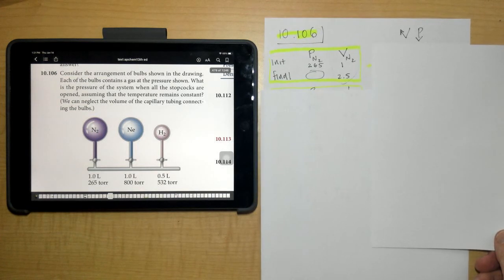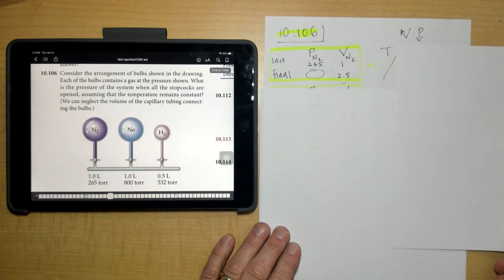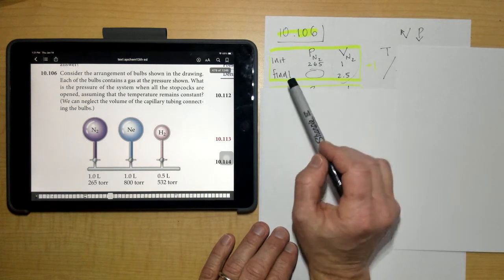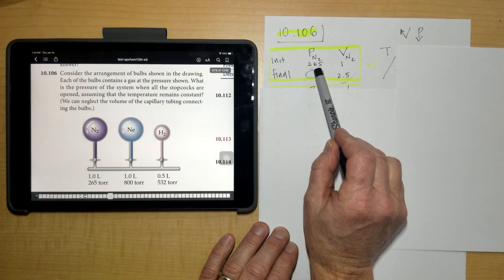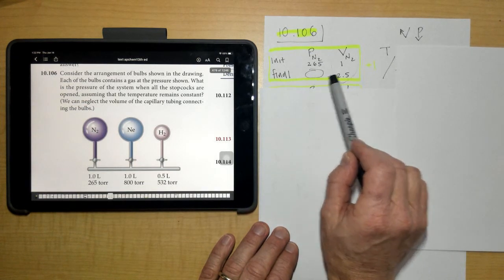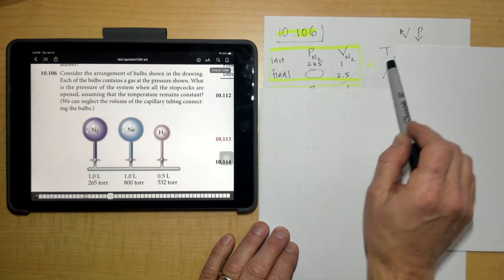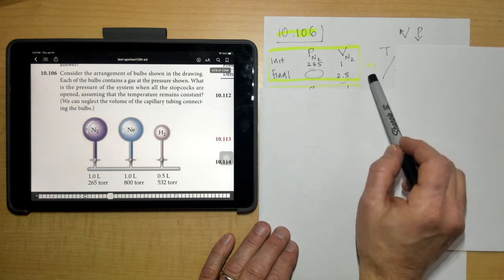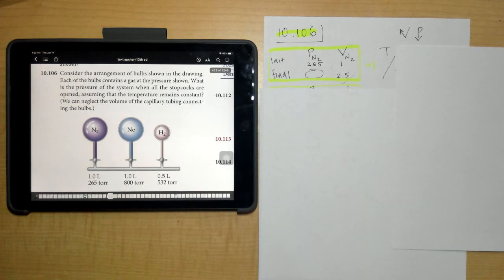So the first point is to take the pressure and volume and temperature data from nitrogen and organize it. So here's the initial pressure of nitrogen, the initial volume of nitrogen, the final pressure of nitrogen, the final volume of nitrogen. Its temperature doesn't change, of course, but square this or box this and put +1 once you have it organized.